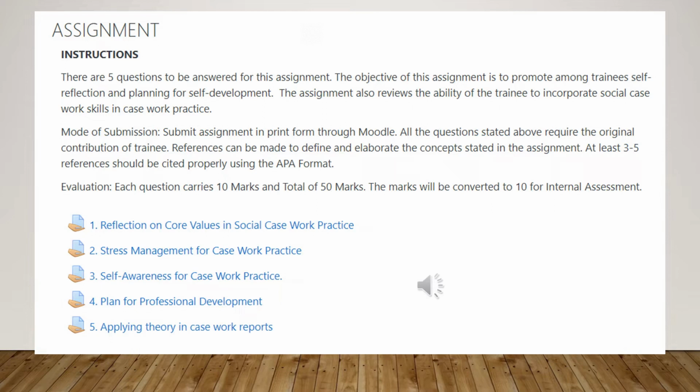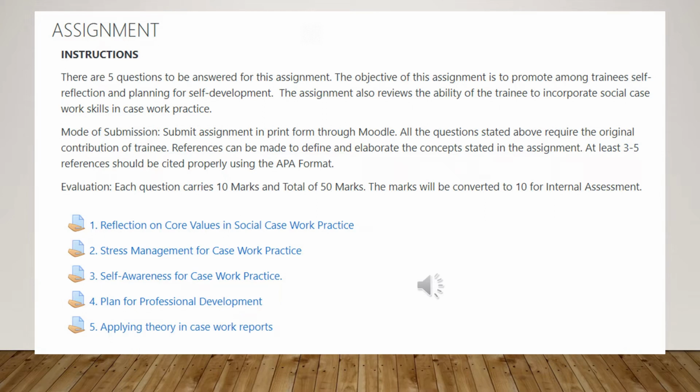The third question asks you to assess yourself so that you develop more self-awareness. The Johari window needs to be used for this. Please read more on the Johari window and indicate at least 3 references under this question. Write the references in APA format. The fourth question is a follow-up of the previous 3 questions.